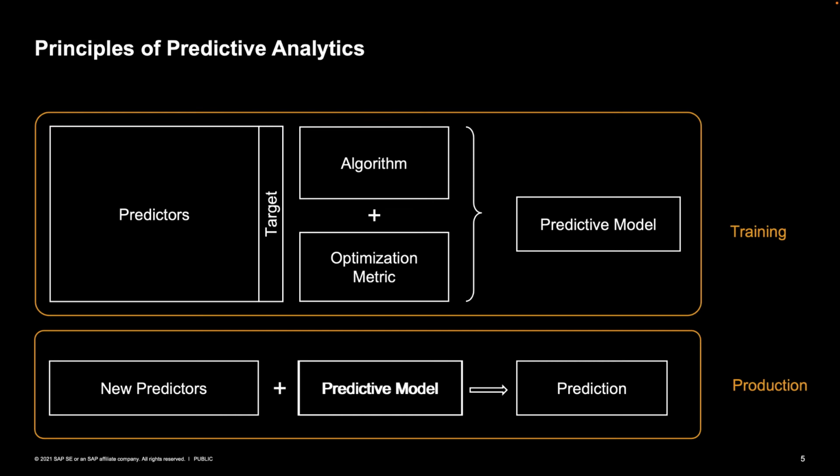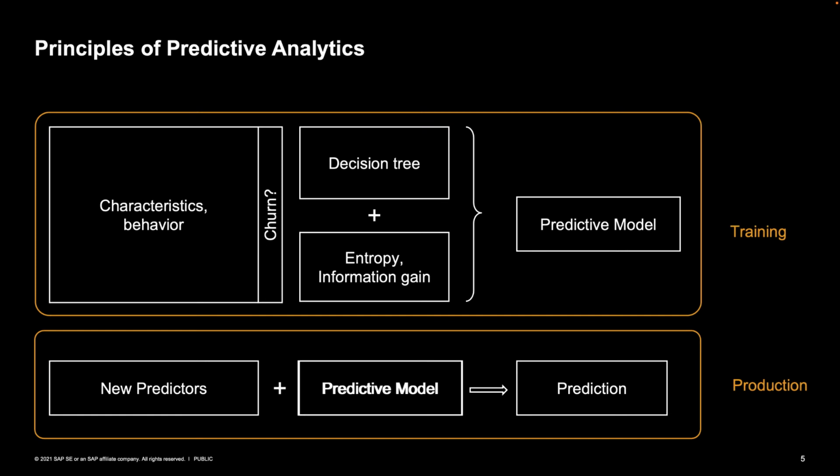Let's take an example to illustrate this principle. If we want to predict if a customer is likely to churn or not, we will use a target which describes whether a set of customers has churned or not in a certain point of time. The predictors describe the customers as they were before that time. General characteristics, behavior, etc. We use a classification algorithm, let's say a decision tree, with optimization metrics. Here, for example, entropy and information gain.